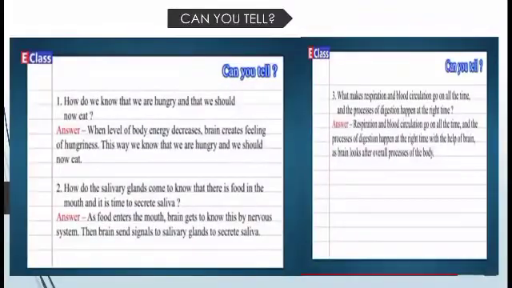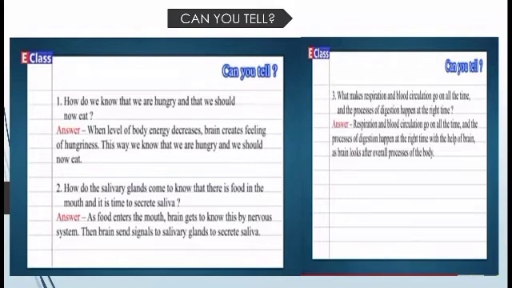So there are a few questions in your textbook on page number 112. Can you tell? Now, what is your opinion? What answers can you suggest for such types of questions? Already we have studied the brain and the nervous system, and we need to answer the questions. The first one is, how do we know that we are hungry and that we should now eat? When the energy in our body decreases, we may feel hungry, and our brain creates a feeling of hunger. Accordingly, we feel hungry and we feel like eating now.